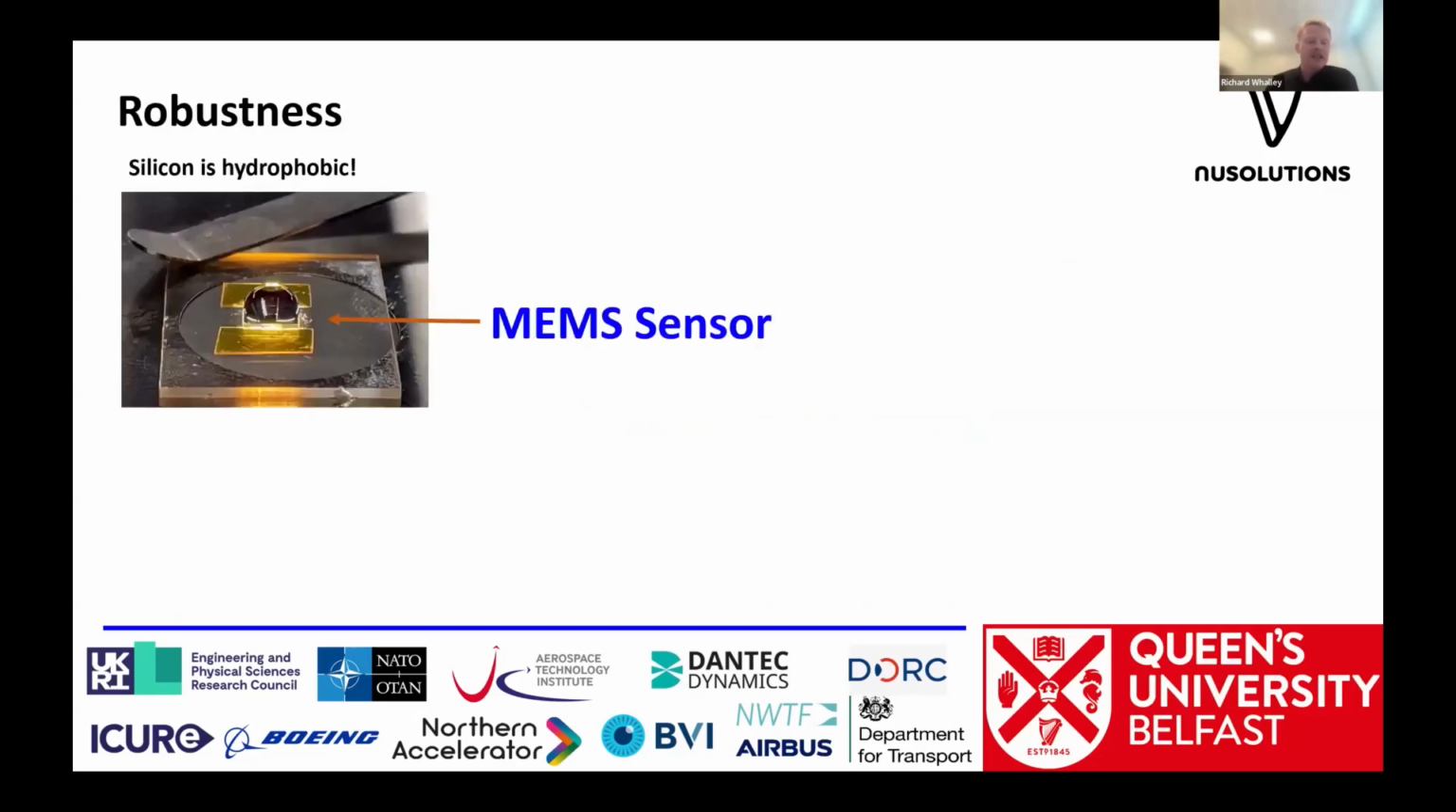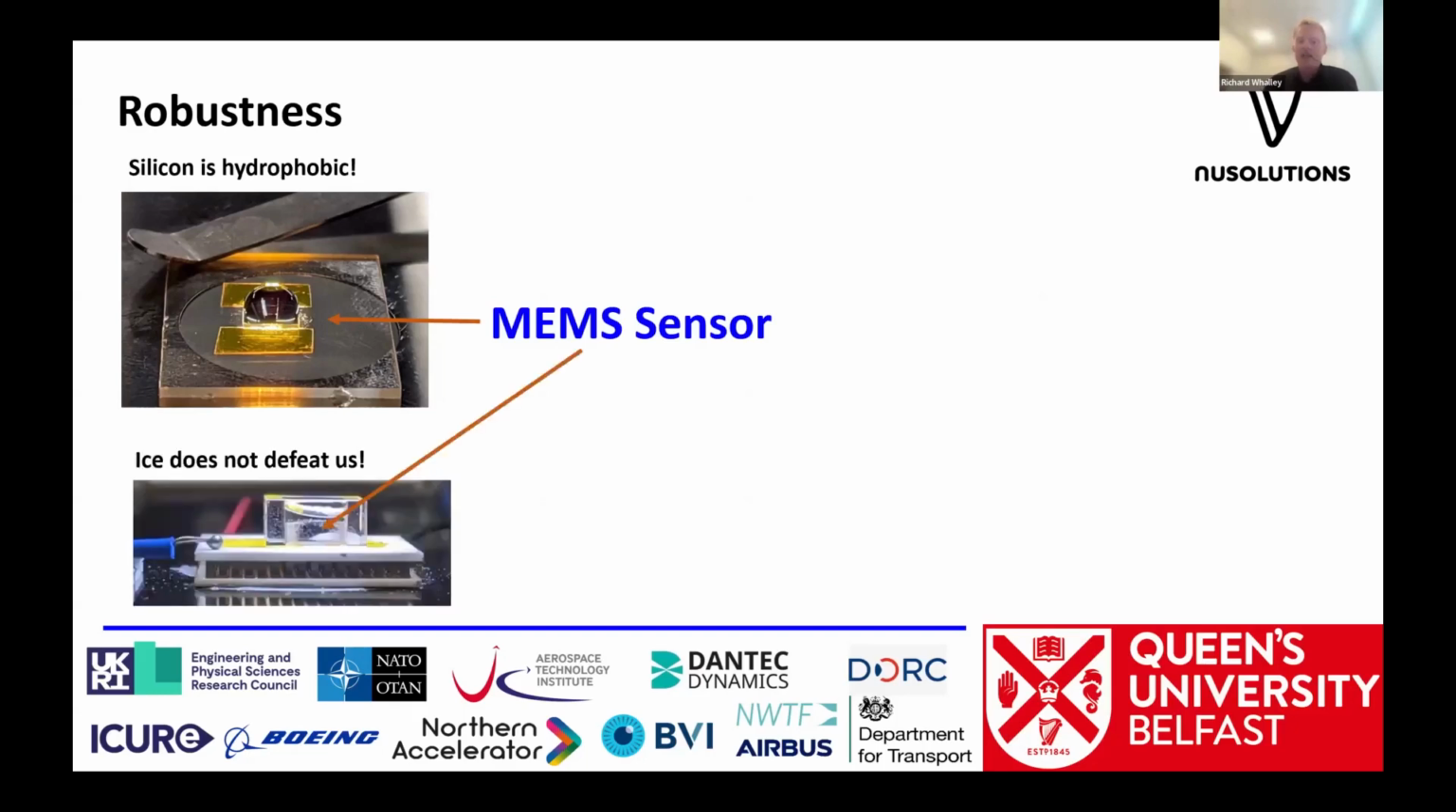So we also tested for some robustness, and so we wondered what would happen if our sensors come into contact with things like water. And so what we found, because silicon's hydrophobic, if you put some water on there, it just balls up, and then we get no water falling down between that gap between the silicon and the glass.